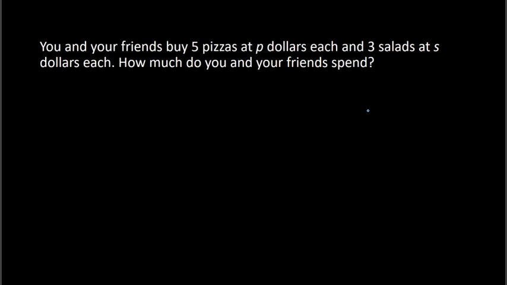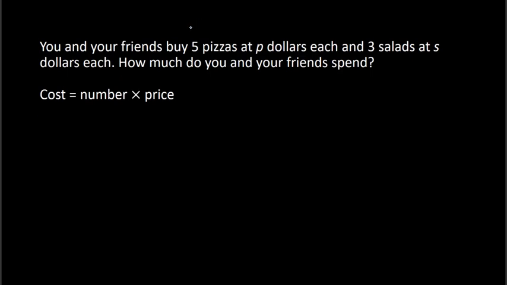Next example, you and your friends buy 5 pizzas at $5 each and 3 salads at S dollars each. How much do you and your friends spend? So the cost is equal to the number times the price. So for example, if the pizzas were $10 each, you paid 5 times 10. 5 pizzas times $10. All right, and for salads, same thing. You have 3 times the price.